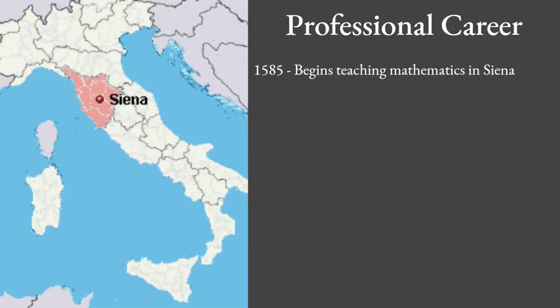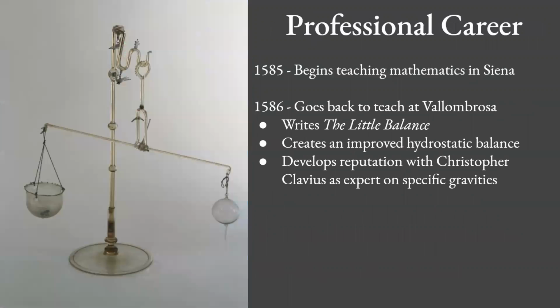He starts teaching in Siena, again, really close to Florence, heartland of the Renaissance. And within a year of doing that teaching job, he decides to go back to Vallombrosa and lands a job there. While he's teaching at the abbey where he did his monastic schooling, he writes a publication called The Little Balance. Now, this is not something that he's well known for. This is one of the most important things that he ever did academically.